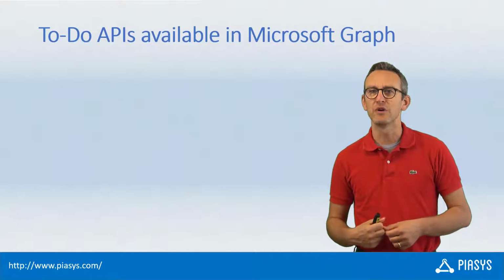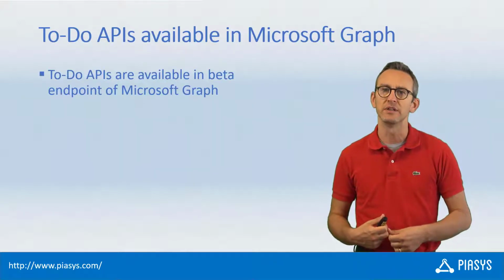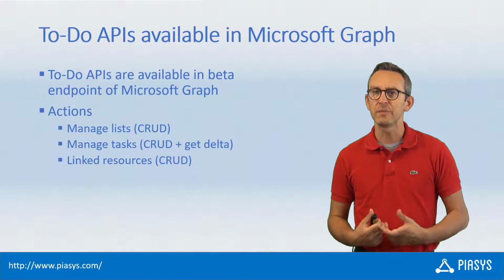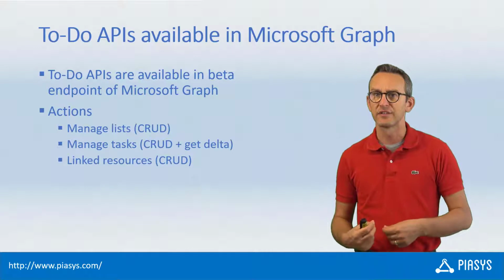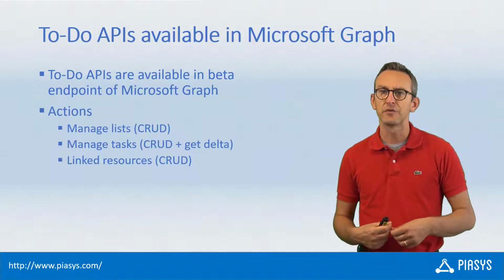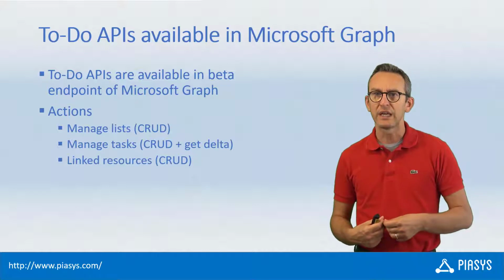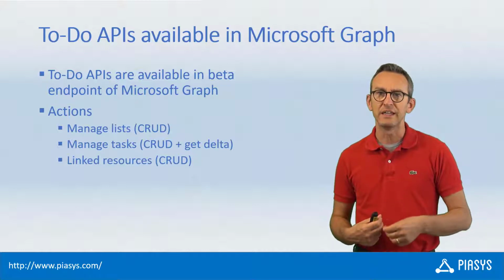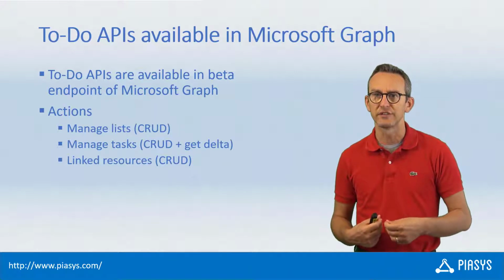Today I want to talk with you about the To Do APIs that Microsoft introduced under the beta endpoint of the Microsoft Graph. Using these APIs, we can easily access the list of task lists, the tasks in a task list, and the linked resources for a specific task. For all of these entities, we can have create, read, update, and delete operations, as well as get delta changes for the tasks.